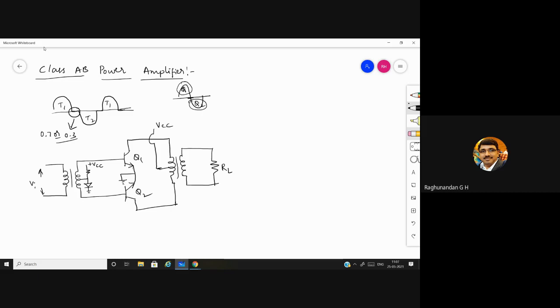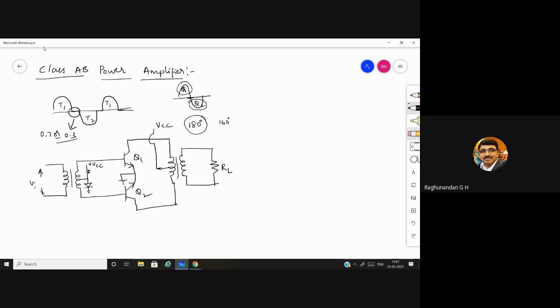make the transistor work for more than half cycle. If you take 180 degrees, which is a half cycle, then because of the cut-in voltage, theoretically we say 180 degrees, but because of the cut-in voltage or VBE value between base and emitter, it will not actually give the output for 180 degrees. It will give around some 160 degrees, like that.